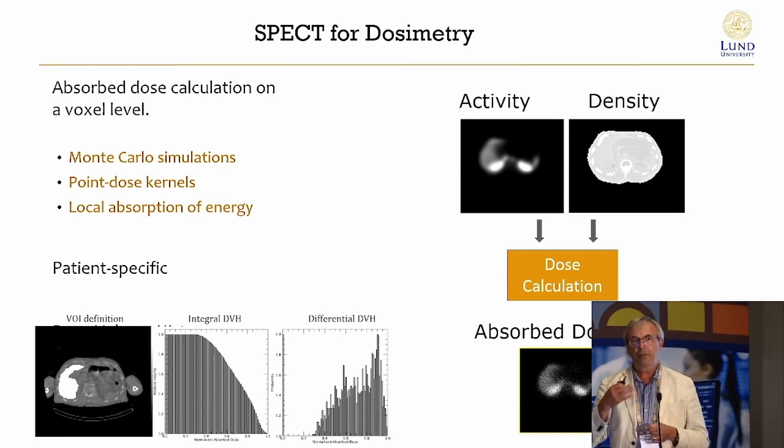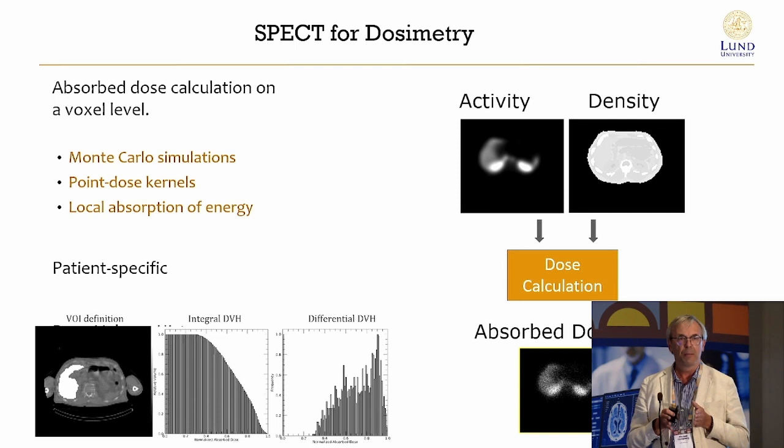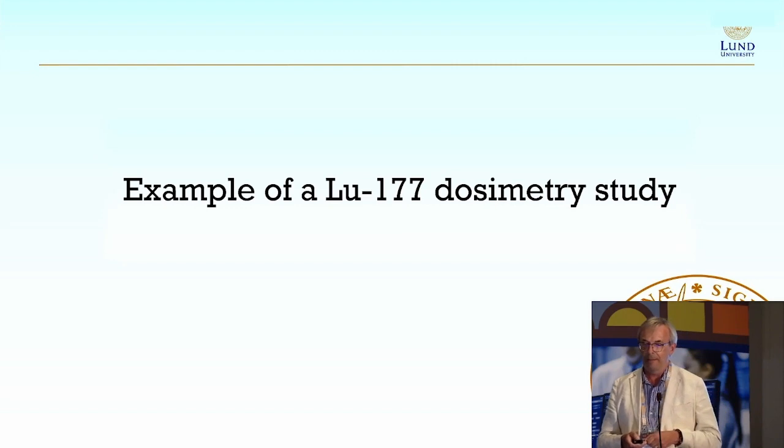And it's very popular to then display this in graphs, like integral dose volume histograms and differential dose volume histograms. But you should be very careful about this, because the problem is that this shows the distribution of voxel values. And a voxel is always smaller than the spatial resolution. So a voxel value itself doesn't have any meaning, because it's a smaller volume than the system resolution. Okay, that was a little background.